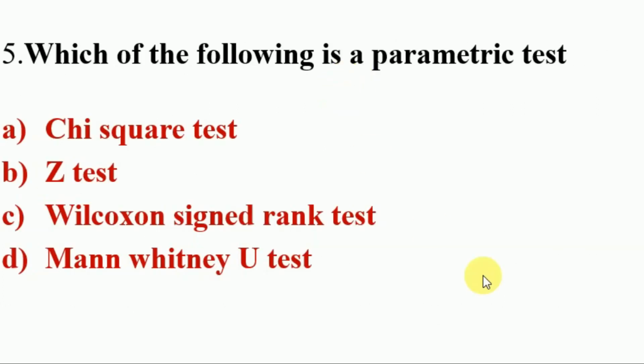Next question. Which of the following is a parametric test? Options A. Chi-square test, B. Z-test, C. Wilcoxon signed rank test, D. Mann-Whitney U-test. Answer is B. Z-test. So Z-test is a parametric test, whereas chi-square test, Wilcoxon signed rank test, Mann-Whitney U-test are non-parametric tests.